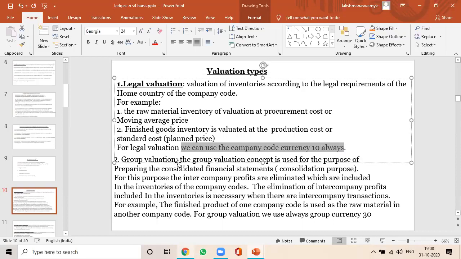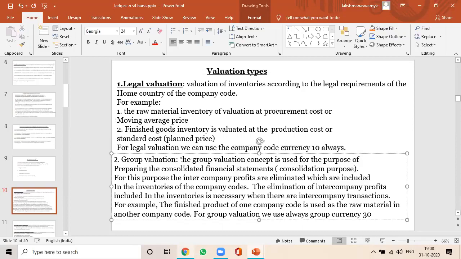Then group valuation. See, the group valuation concept is used for the purpose of preparing the consolidated financial statements, that is, consolidation purpose. For this purpose, the intercompany profits which are included in the inventories of the company codes are eliminated. The elimination of intercompany profits included in the inventories is necessary when there are intercompany transactions.